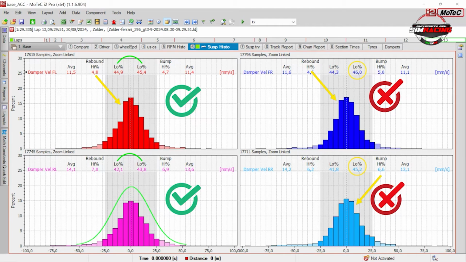However, the right rear still shows a clear bump bias. Up front, while the left side has reduced its previous imbalance, the histogram still leans slightly toward rebound. Meanwhile, the right front, which was initially perfect, now displays a bump bias and a visual shift towards extension. The overall histogram shapes are still far from ideal, so we proceed with further tweaks.